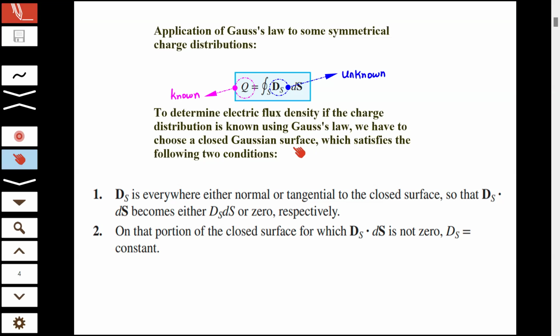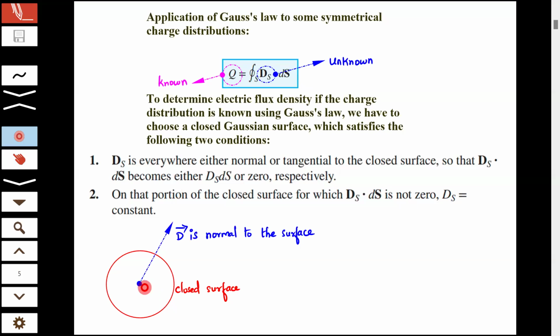For symmetrical charge distributions, when we apply Gauss law, we need to find a closed Gaussian surface that satisfies these two conditions as indicated. Condition number 1 says the flux density on the surface, d dot ds, should be everywhere either normal to the surface or tangential to the surface. Let us discuss that with a small diagram. If I consider a closed surface and the flux density vector d is going normal to the surface, the flux density vector should cut the surface and leave out.